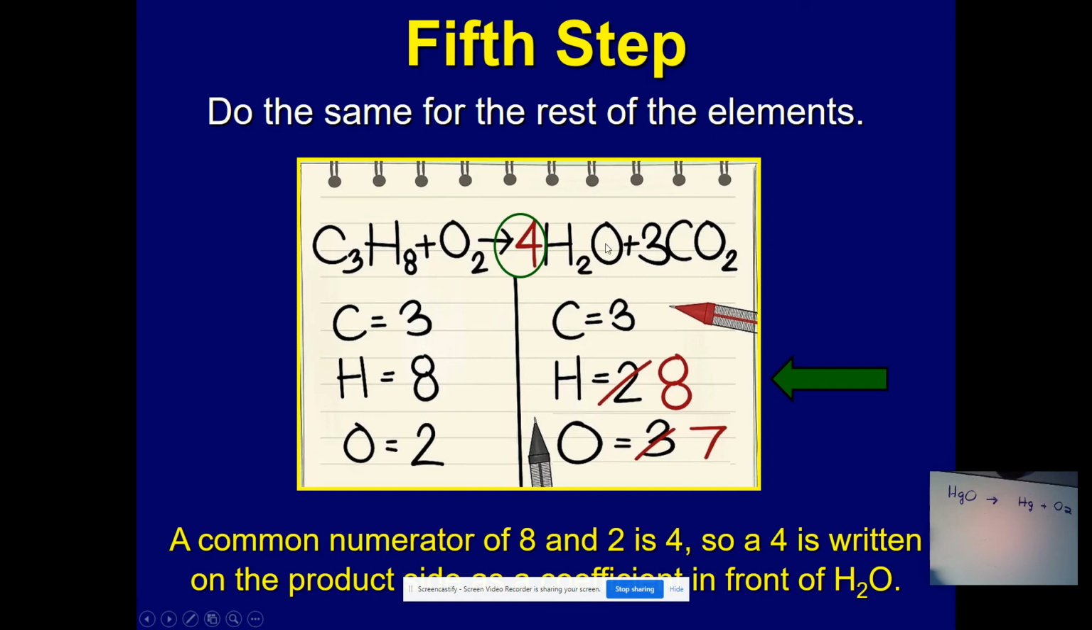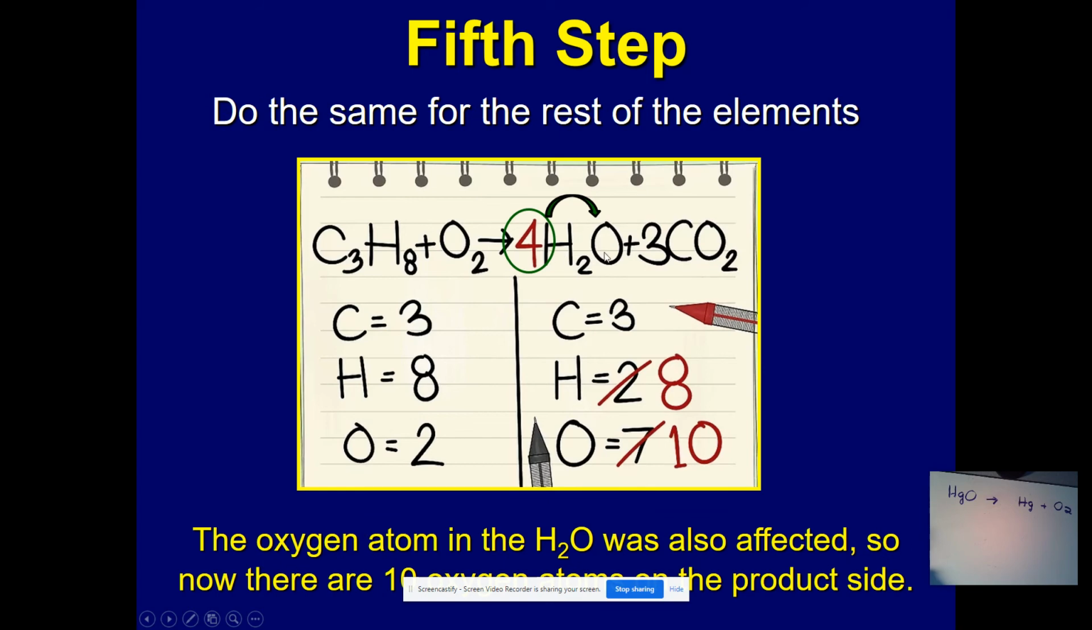Did this affect the oxygen? Yes, it's going to affect the oxygen. There's going to be 4 oxygen here, and then we had 6 here. So that's going to be a total of 10, right? 4 and 6 is 10.